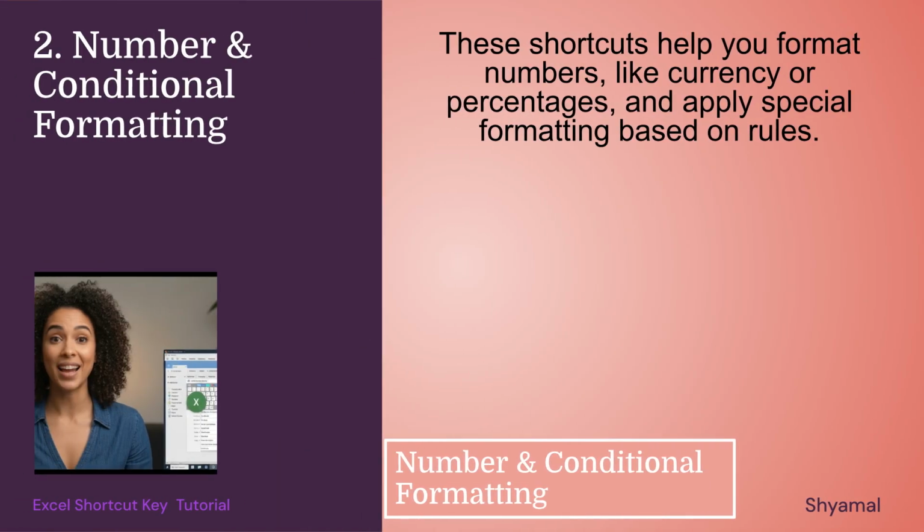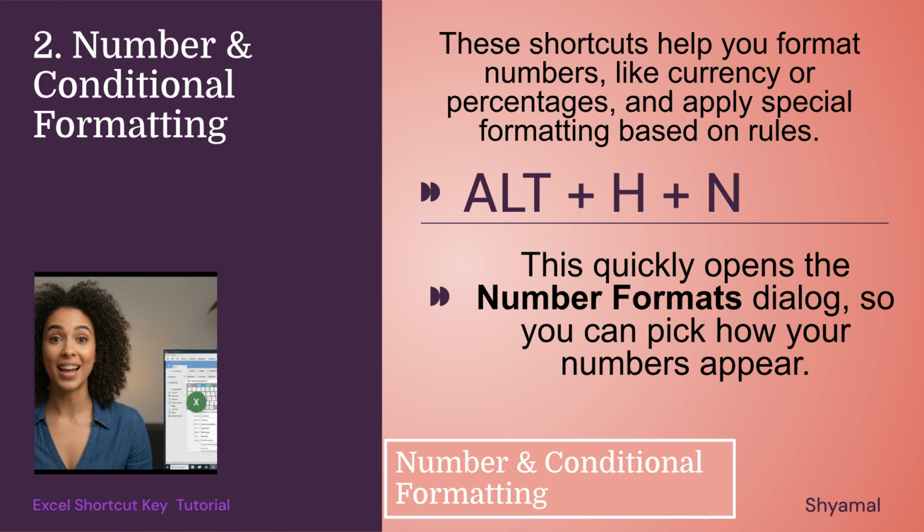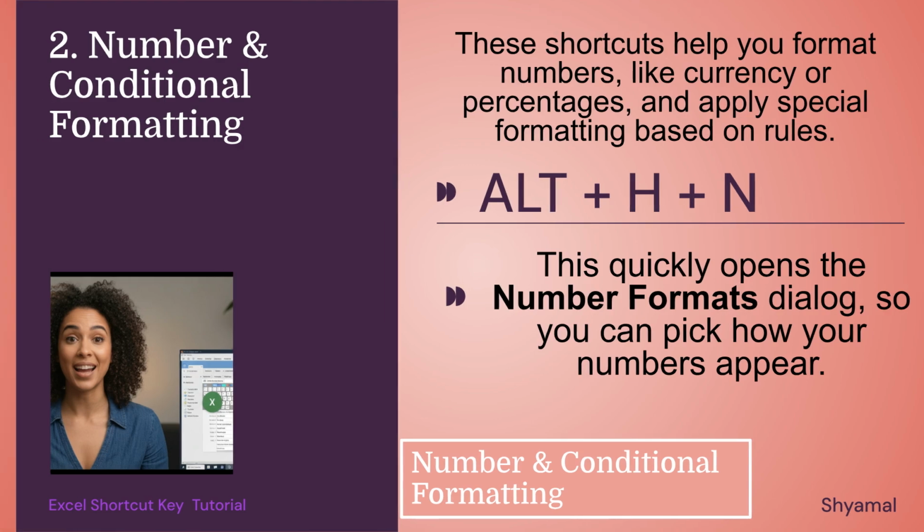Number and conditional formatting. These shortcuts help you format numbers like currency or percentages and apply special formatting based on rules. Alt plus H plus N. This quickly opens the number formats dialog so you can pick how your numbers appear.